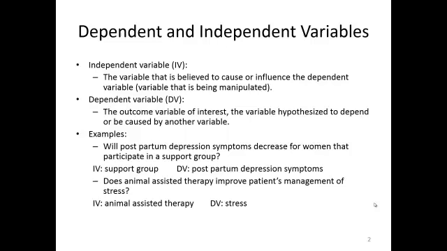So I gave you a couple examples there. So the first research question is, will postpartum depression symptoms decrease for women that participate in a support group? So in that instance, the IV is support group, and the DV is postpartum depression symptoms, because that's what you're trying to change as a result of participation in the support group. Similarly, with the next research question, does animal-assisted therapy improve patients' management of stress? So the independent variable is animal-assisted therapy, and the idea, being theoretically driven if you were actually developing the research, would be that this would decrease stress for patients that use that.